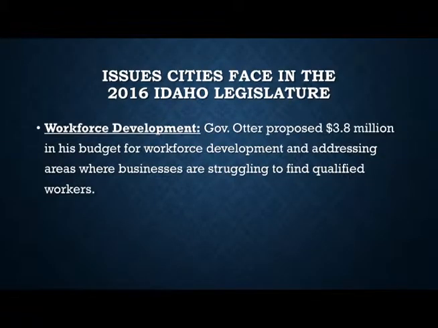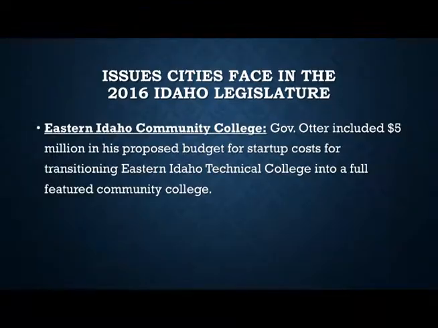Two other issues that AIC will be following include workforce development. Governor Otter proposed $3.8 million in his budget for workforce development and addressing areas where businesses are struggling to find qualified workers. And also, Governor Otter included $5 million in his proposed budget for startup costs for transitioning Eastern Idaho Technical College into a full-fledged community college. That will be another important issue.